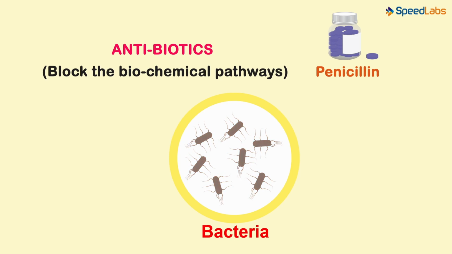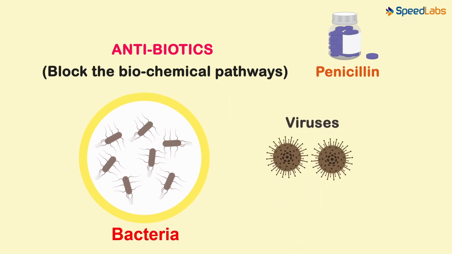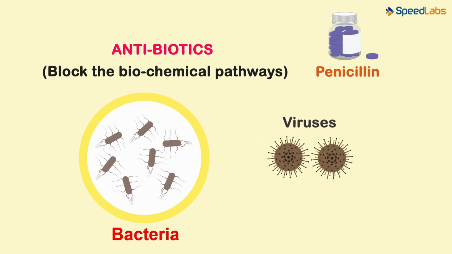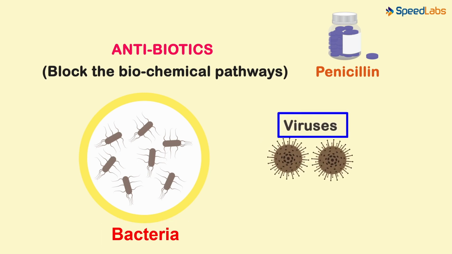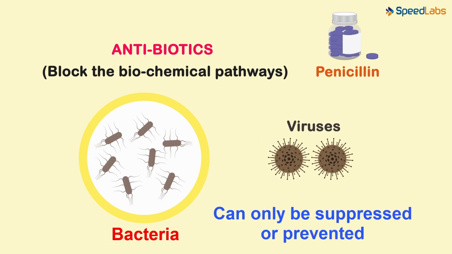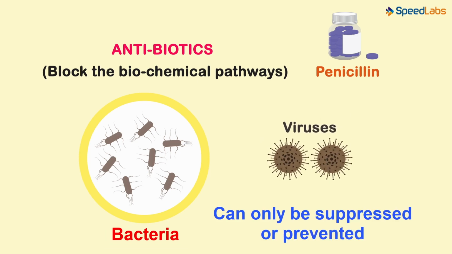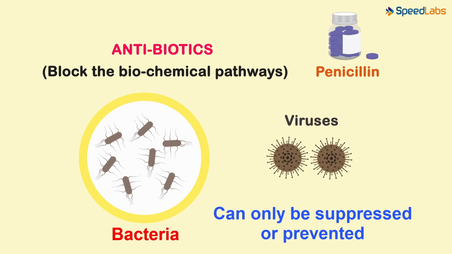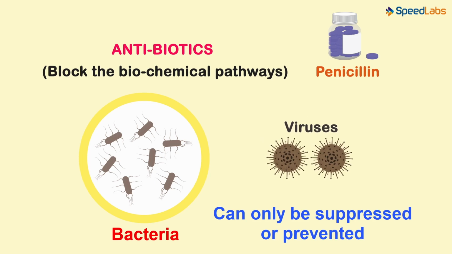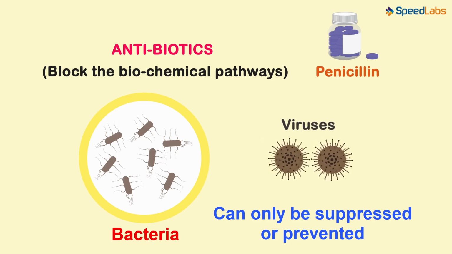But this process of cell wall making is only done by bacteria. Viruses do not have any such processes, and hence antibiotics can work only against bacteria. Viruses, on the other hand, can only be suppressed or prevented. For viruses, we must then invent some other drug. But once invented, one drug can work against all the microbes in the virus group. Wasn't this quite easy and interesting?